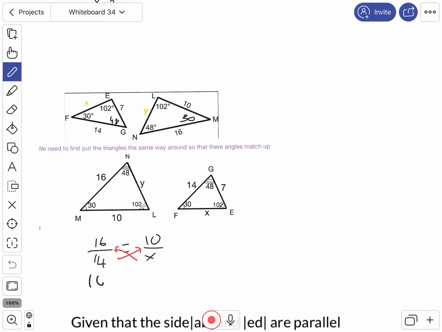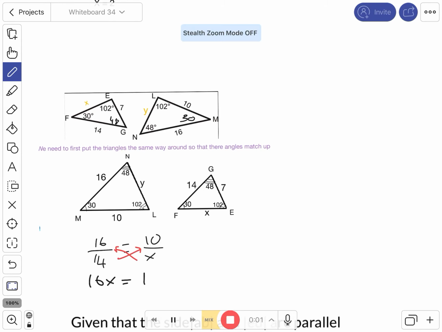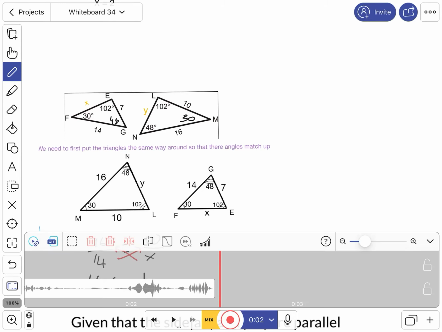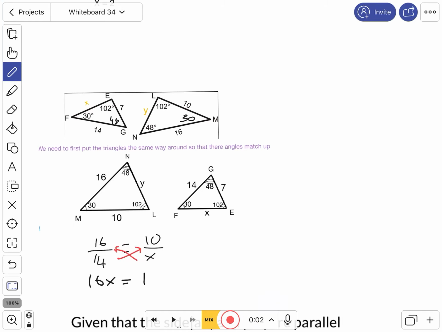And I can get 16x equals 140. So x comes out to be 140 divided by 16. That's 8.75. If I take a look at the next part, then I have found x. I need to still find y.